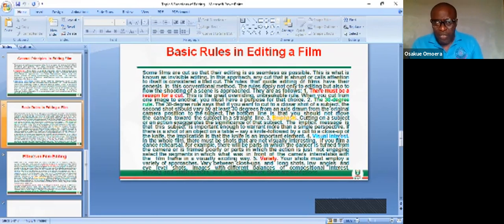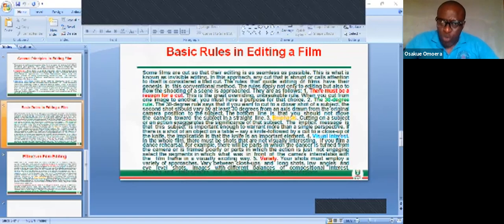If there is a shot of an object on a table, for instance a knife, followed by a cut to a close-up of that knife, the implication is that the knife is an important element because you have given it consummate attention. The fourth point to note under the basic rules in editing a film is visual interest.